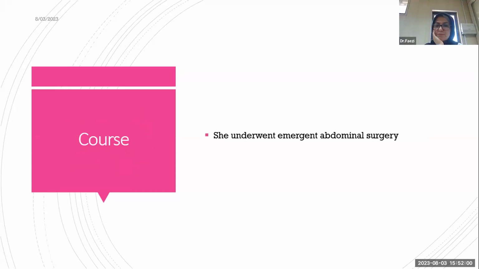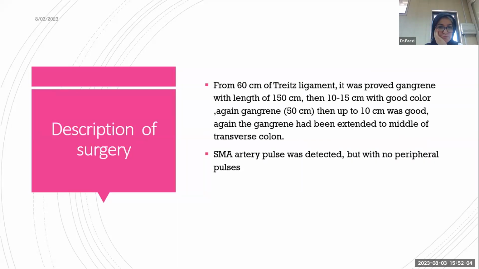Thank you. She underwent emergent abdominal surgery. The description of surgery said that from 60 centimeters of the ligament of Treitz, there was gangrene with a length of 150 centimeters. Then 10 to 15 centimeters with good color, again gangrene for 50 centimeters. Then up to 10 centimeters was good. Again, the gangrene extended to the middle of the transverse colon. SMA pulse was detected, but with no peripheral pulses.